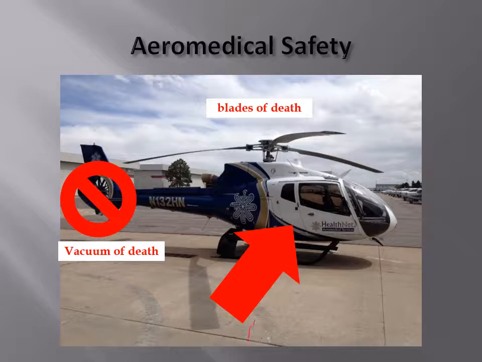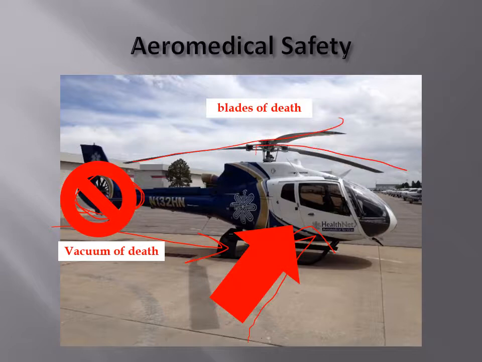So only go in here to the side, straight through there. Don't walk up the side, because if you come up the side, these rotors back here are like a vacuum of death. They can suck you right in, chop you up, and there are cases of people being pulled into these propellers and being killed. Now, the blades of death up here are illustrated. These are generally pretty high.